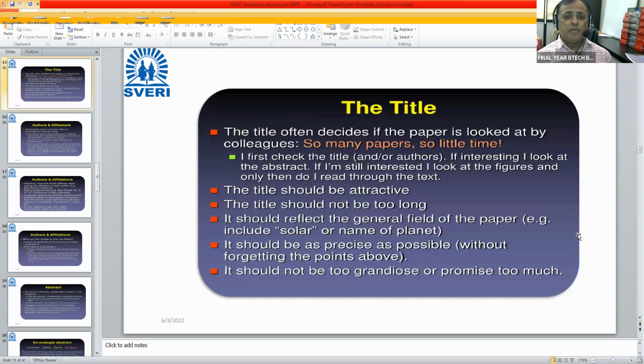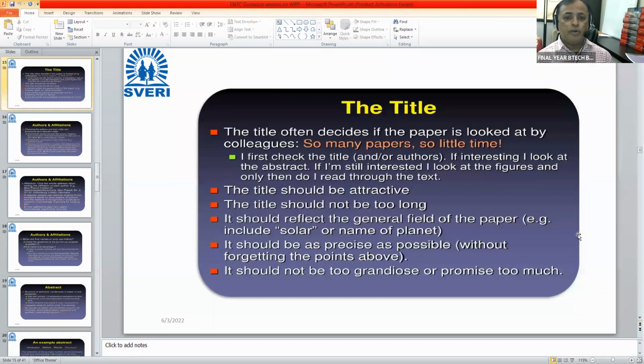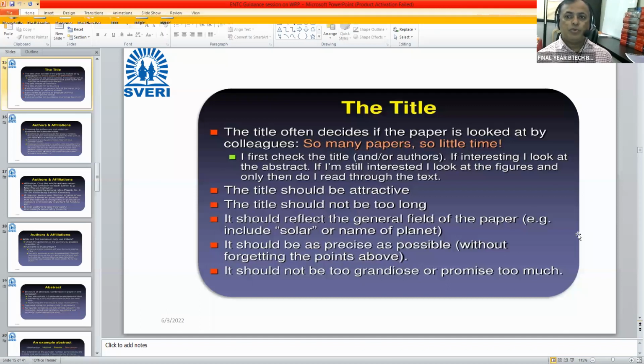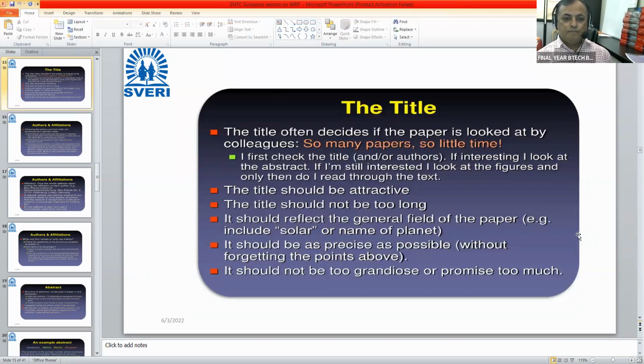The title is very much important. The title should be very attractive. It should not be too long. I feel two lines are enough, not more than that. It should reflect the general field of the paper. It should be as precise as possible. It should not be too grandiose or promise too much, where there is nothing in the paper and yet it sounds very promising.